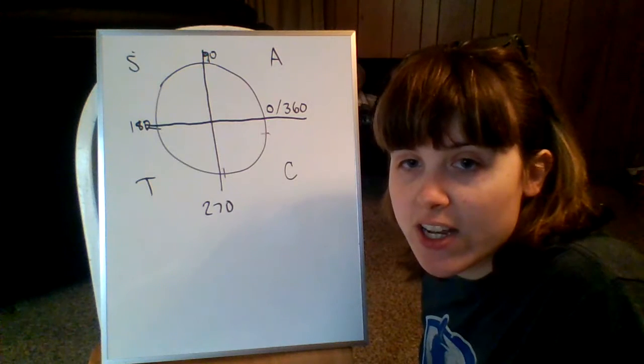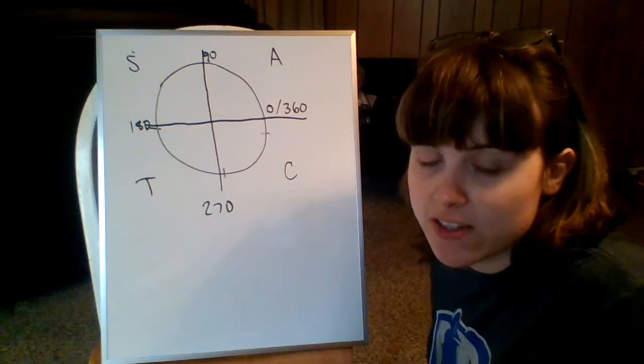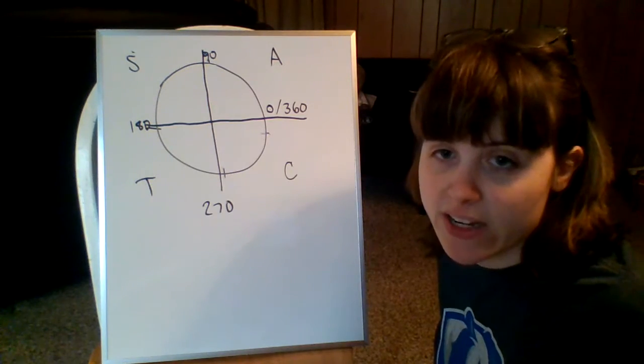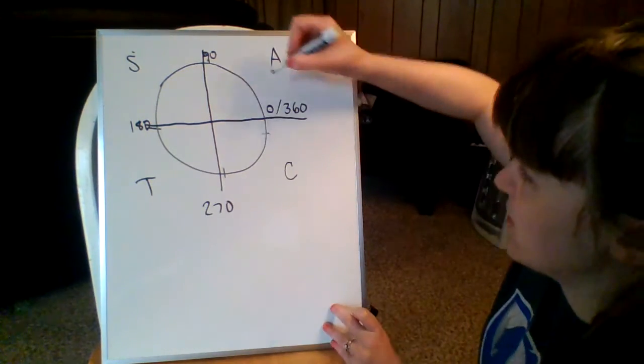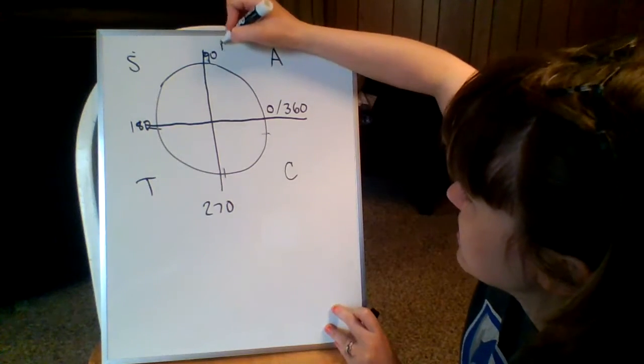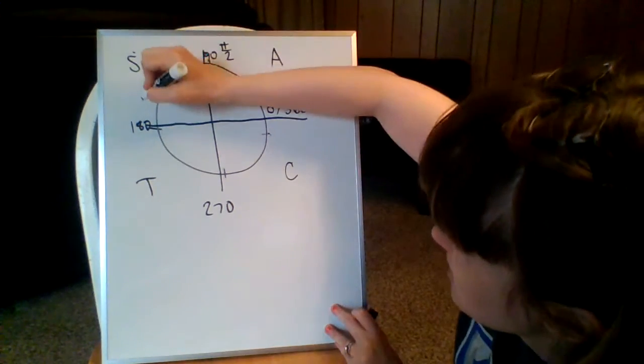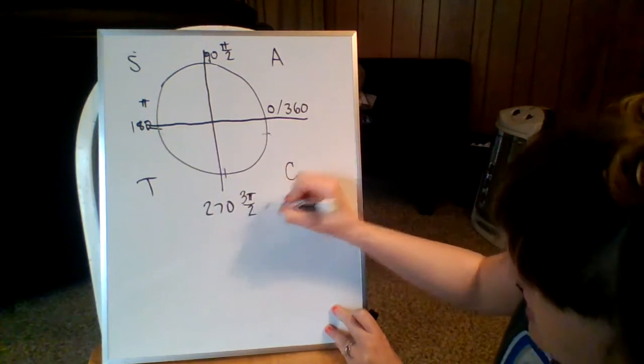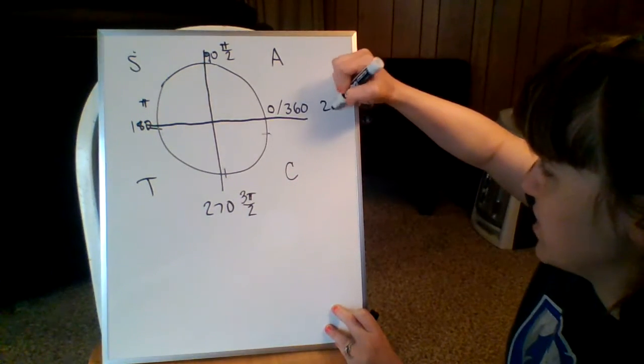Now, the unit circle has degrees and radians. So again, radians are anything that are measured in terms of pi. So here this is 0, this is pi over 2, this is pi, this is 3 pi over 2, and then 360 degrees is equivalent to 2 pi.